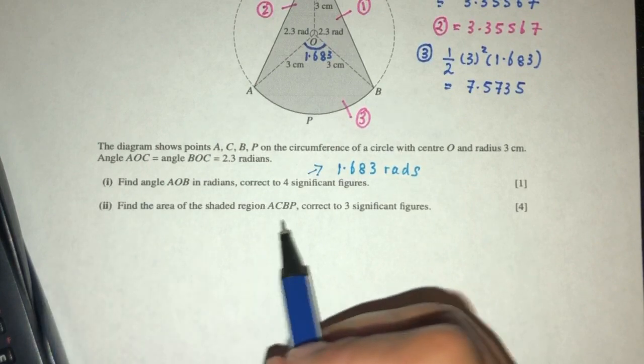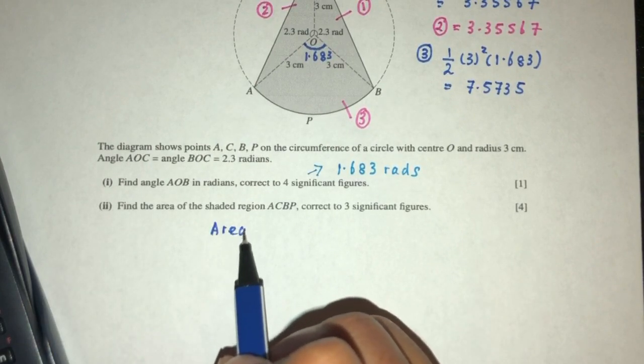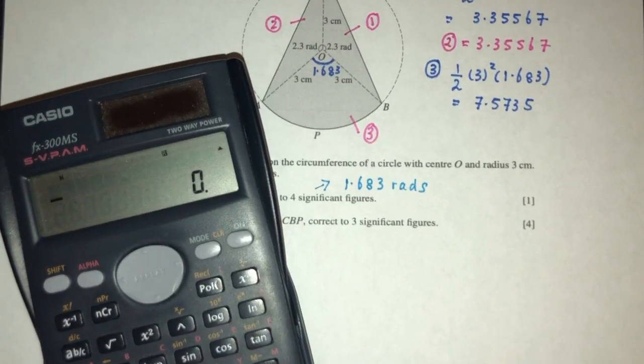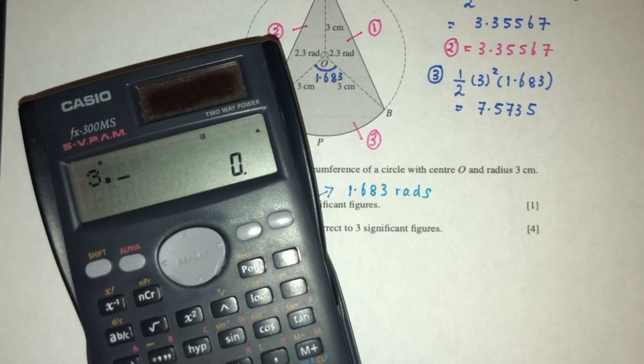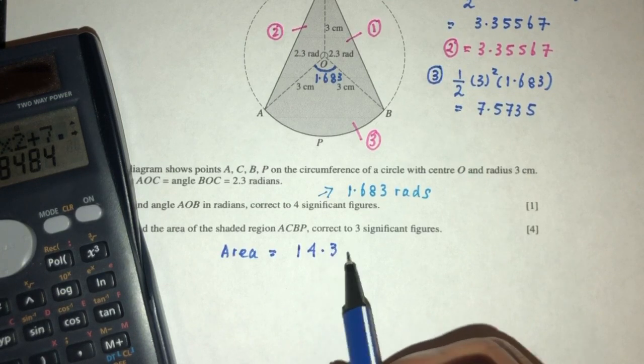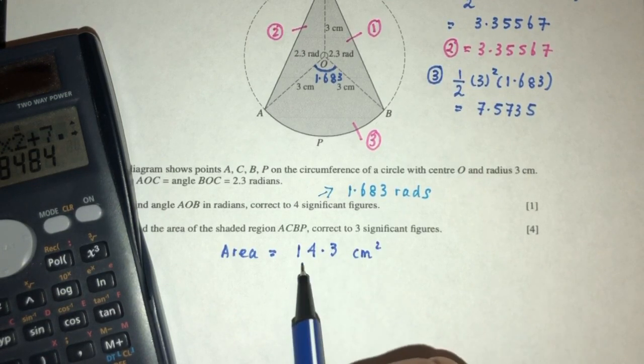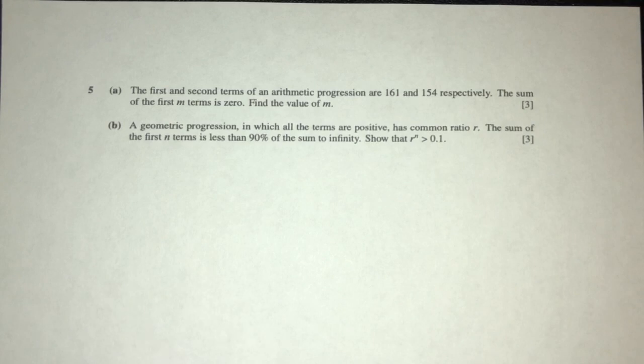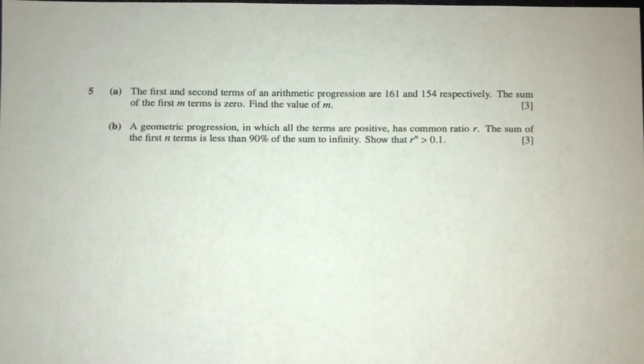So finally, to find the area correct to 3 SF, we'll just add everything together. That should be 3.35567 times 2, plus 7.5735. That should be 14.3 centimeters squared correct to 3 SF. Okay, so let's move on to question number 5. Let's move on to the next question.